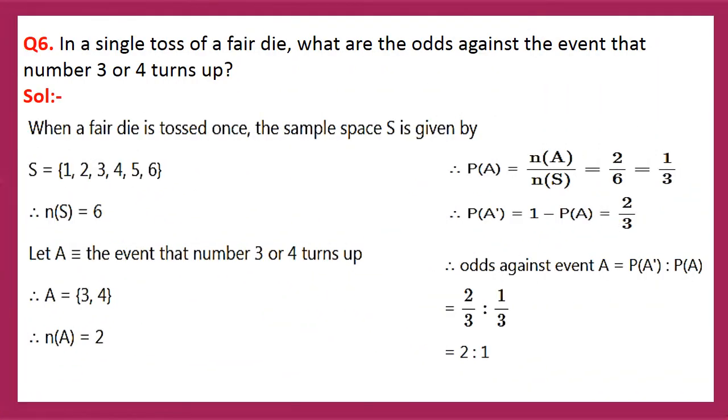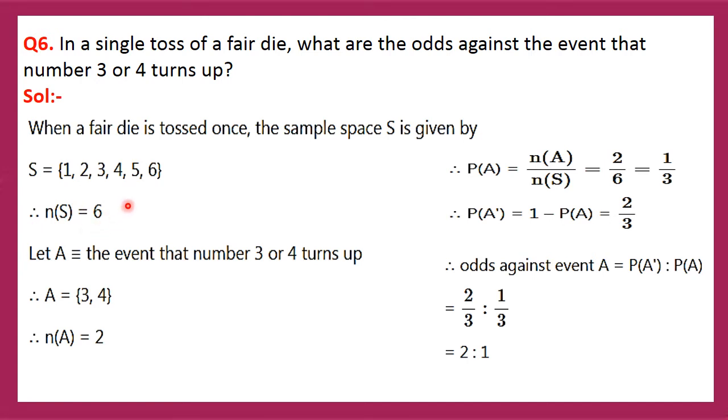Question number 6. In a single toss of a fair die, what are the odds against the event that the number 3 or 4 turns up? First, consider the tossing of a single die. That is, when a fair die is tossed once, or rolled once, the sample space is given by S is equal to {1, 2, 3, 4, 5, 6}. Therefore, n(S) is equal to 6.